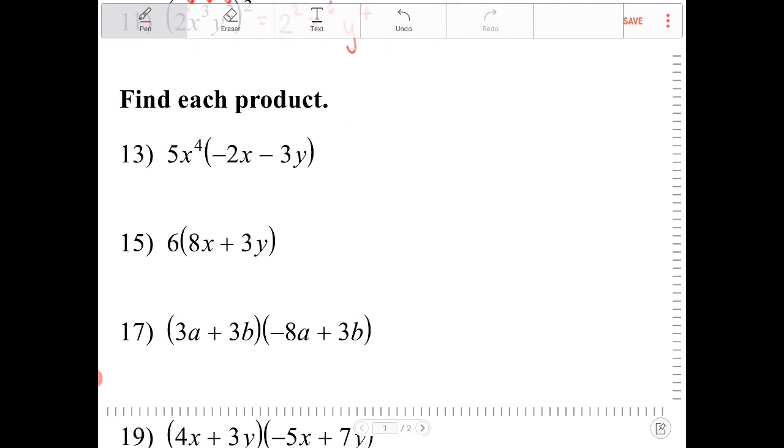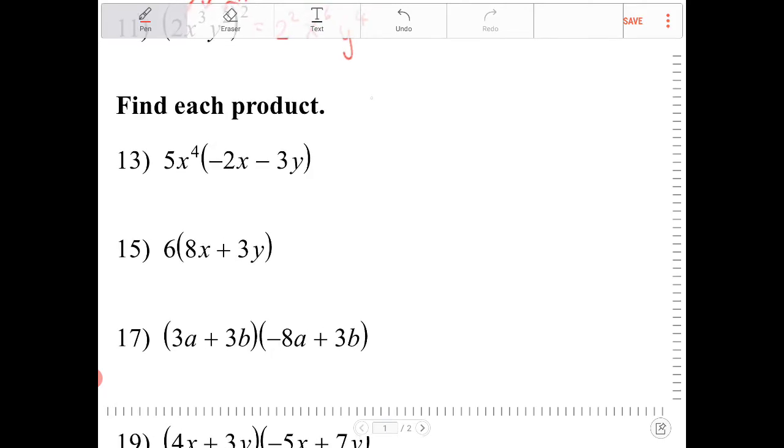Alright, find each product. So here in this case, we have to multiply this through. And in order for us to multiply this, we have to apply the distributive property. Some people might not necessarily understand why we have to distribute when we're multiplying. Well, it goes like this. I'm just going to do a really quick, 30-second demonstration of this.